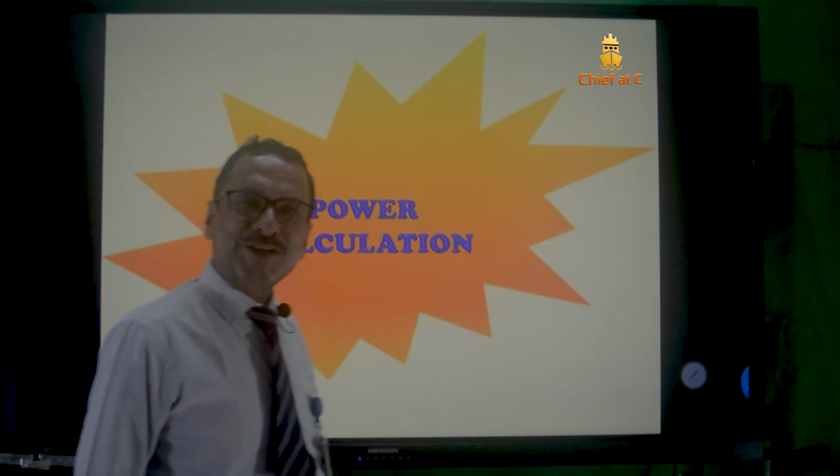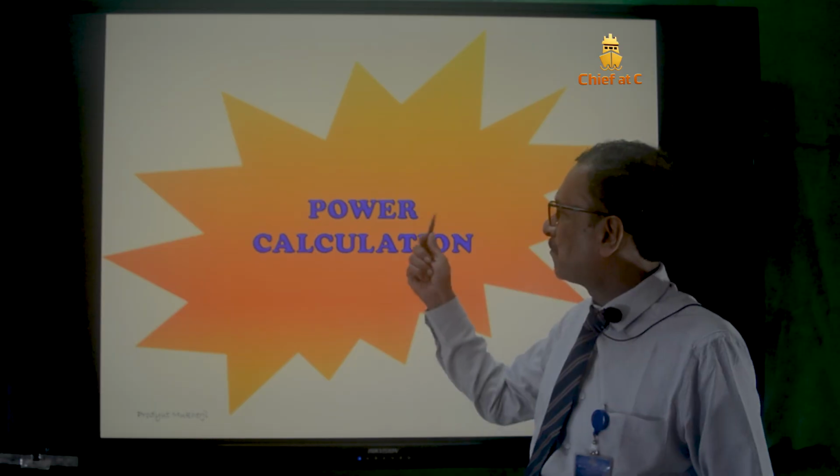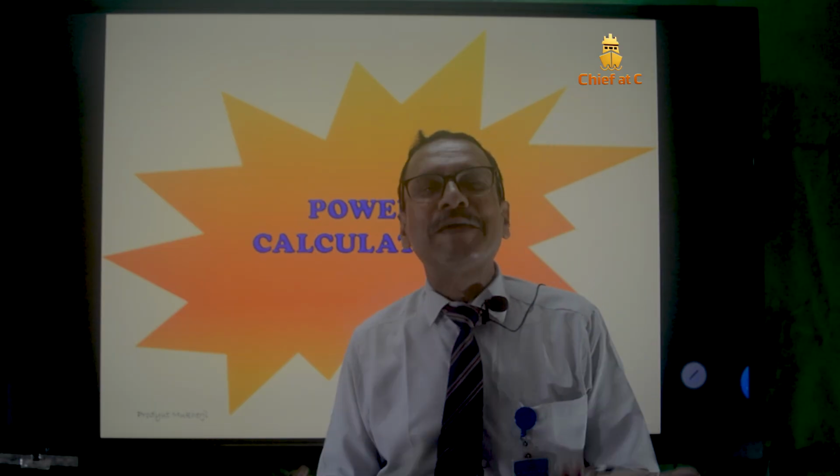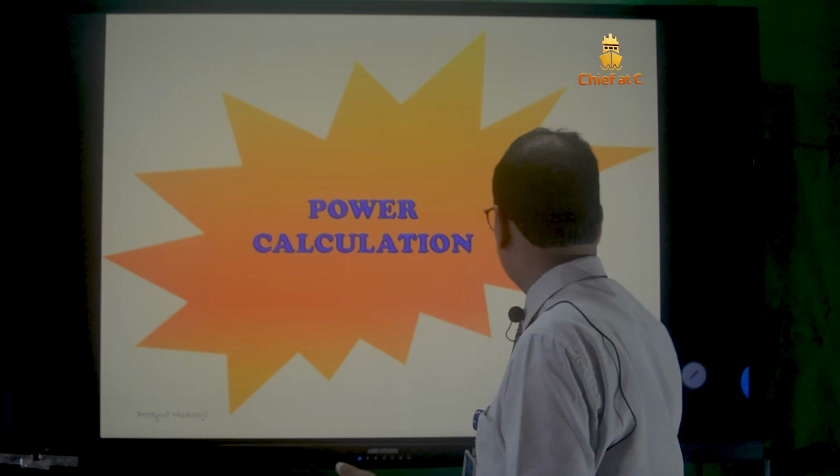Today we shall be discussing power calculation, how to carry out power calculation of a main engine. So let us start off. It's really very simple.